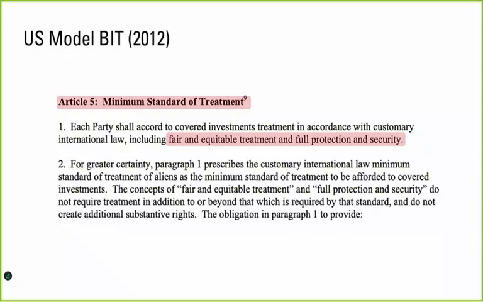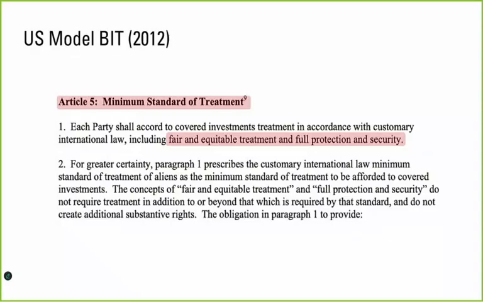Full protection and security. So this is the first point to keep in mind. You will have some treaties that put them together, and tribunals that put them together, and then you have some treaties that treat them separately in different provisions, and tribunals that treat them separately. First thing to remember. The second is, what kind of protection is it, and what is the content exactly of this full protection and security?